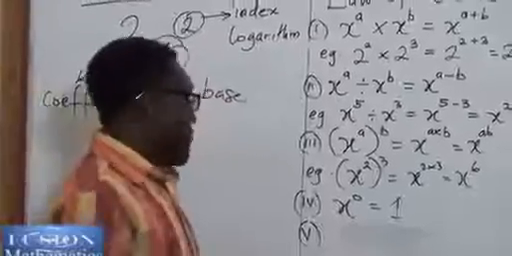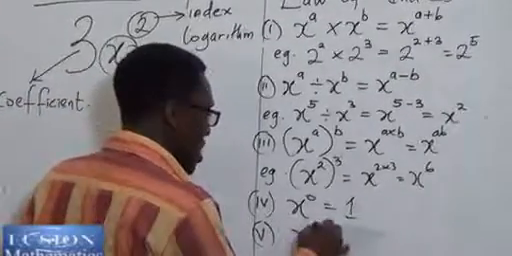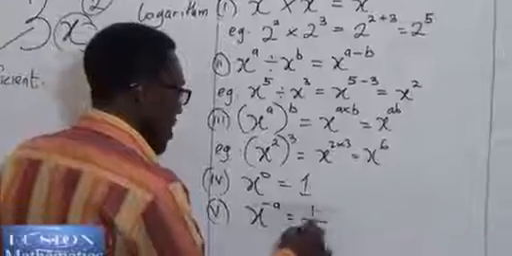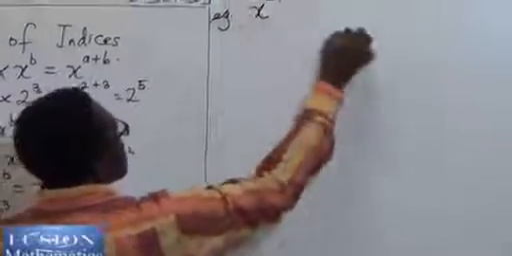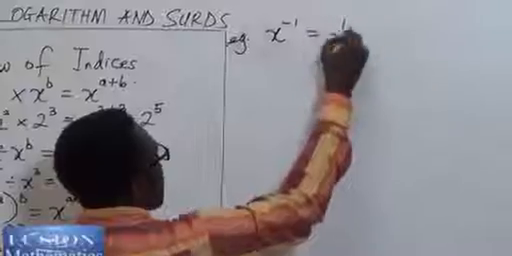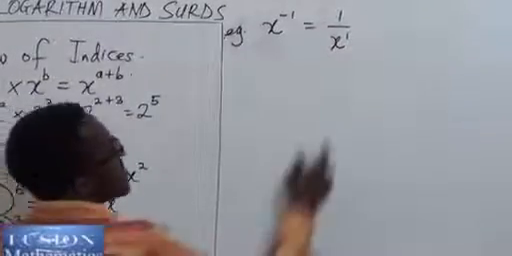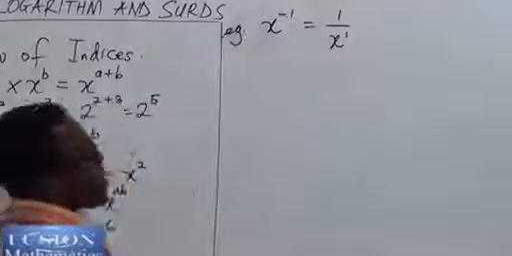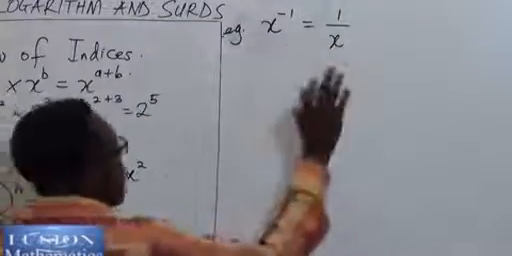So for the fifth law, we have x raised to the power minus a, which is equal to 1 all over x raised to the power a. So for instance, we have x raised to the power minus 1, which will give us 1 all over x raised to the power 1. But we do not write the 1 because it's an arbitrary number, so we remove it. But we know that it is raised to the power 1.